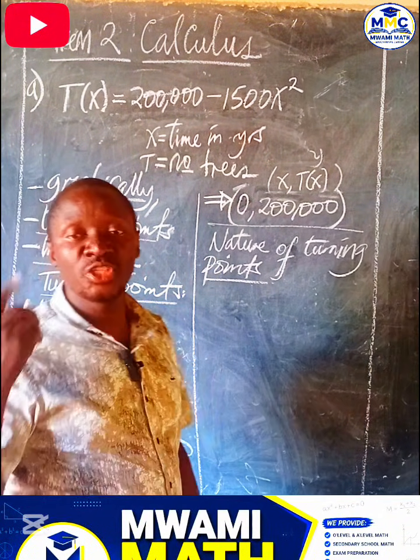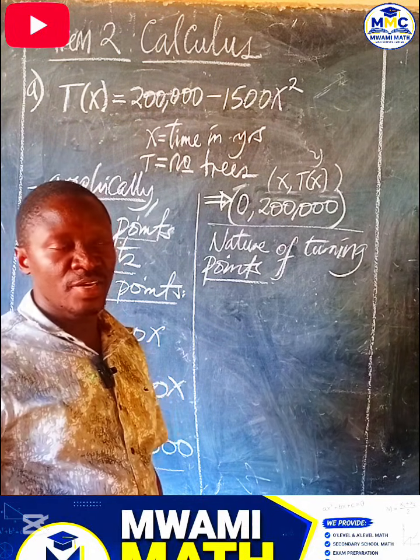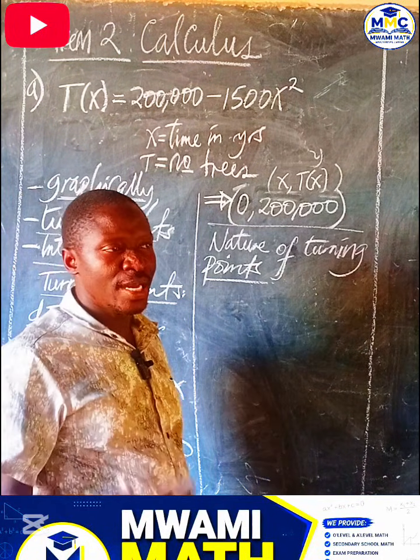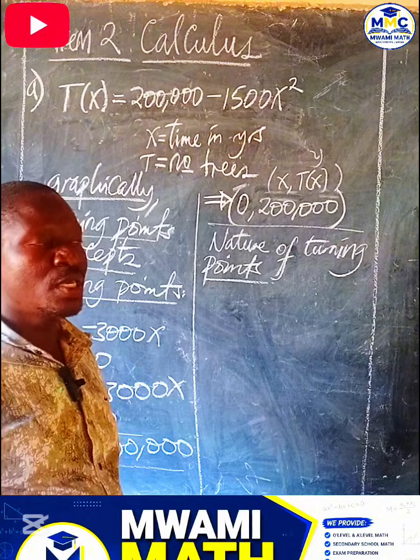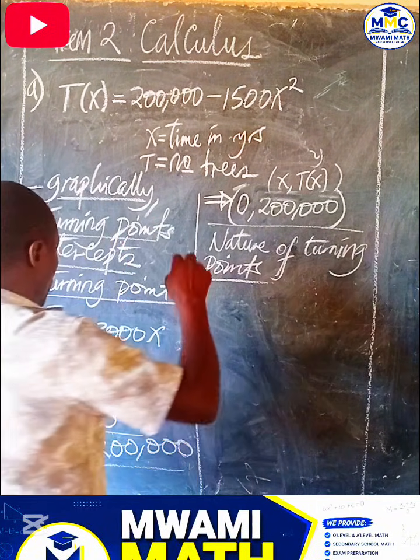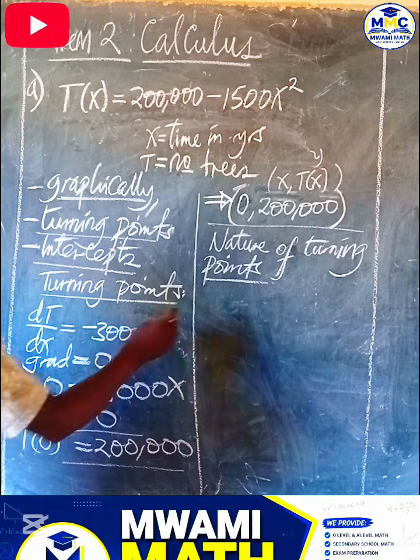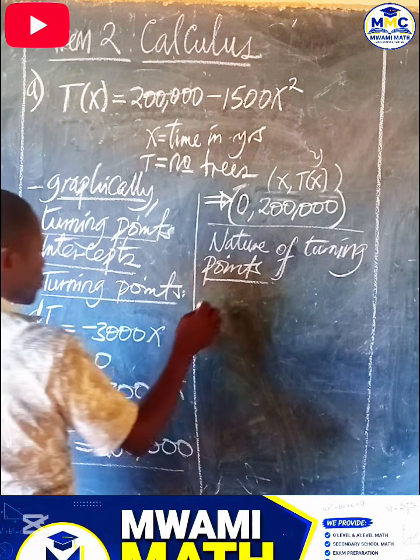Now, some turning points are either maximum, others are minimum, others are points of inflection. So now, how do we know the nature of the turning point? We shall differentiate it the second time, so that we get the second derivative. If the outcome is a negative, then that will be a maximum. If the outcome is a positive, then that will be a minimum.